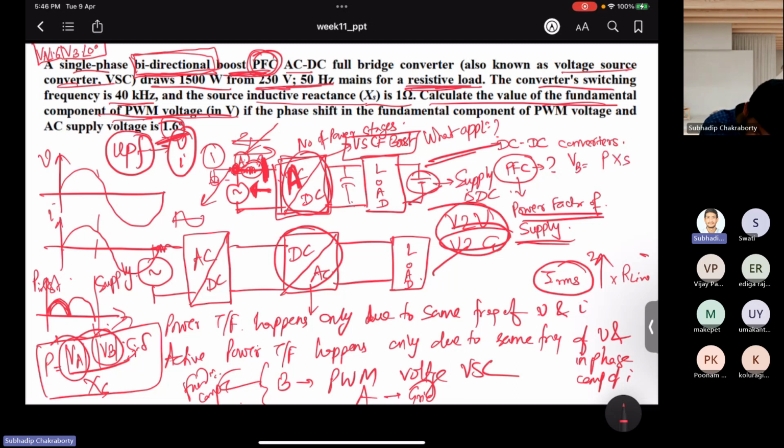So VB is P XS by VA sine delta. Please find what is the value of VB. You calculate. XS is 1 ohm. Power is 1500 watts given in the question, and VA is 230 volt, and VB is nothing but the fundamental of the PWM voltage. Sine delta, you take sine 1.6 degree. So what is it coming? Calculate.